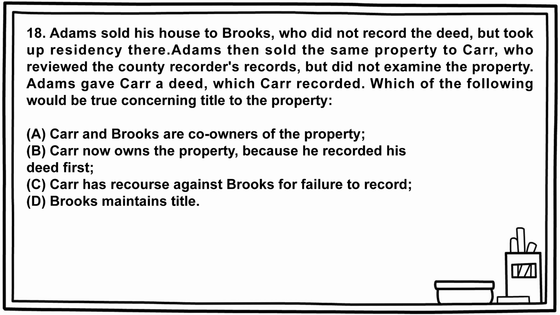18. Adams sold his house to Brooks, who did not record the deed, but took up residency there. Adams then sold the same property to Carr, who reviewed the county recorder's records, but did not examine the property. Adams gave Carr a deed, which Carr recorded. Which of the following would be true concerning title to the property? A. Carr and Brooks are co-owners of the property. B. Carr now owns the property, because he recorded his deed first. C. Carr has recourse against Brooks for failure to record. D. Brooks maintains title.